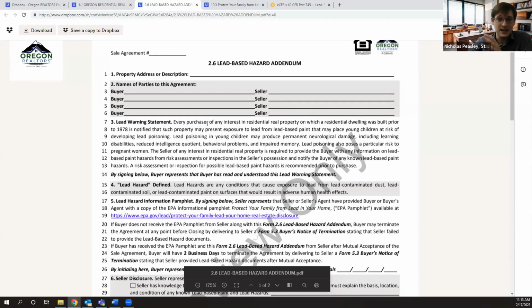So this statement has to be there, which basically says, hey, buyer, be aware. There's some dangerous stuff that goes on if you've got lead in the property. It can poison children. It can poison all kinds of people. It can cause neurological damage. It's bad. So stay away from lead if possible.